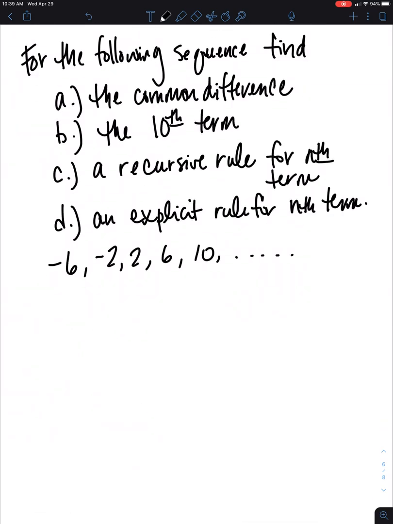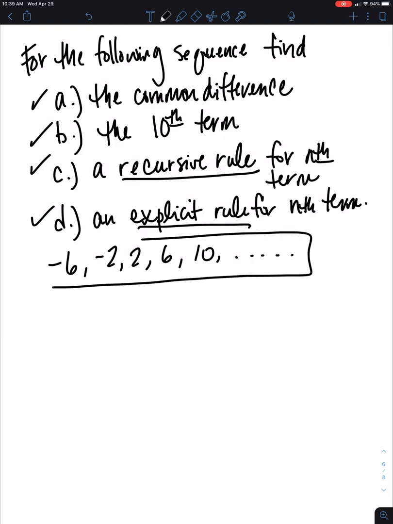All right, so for the following sequence, find the common difference, the 10th term, a recursive rule, that's where we're going to use the equation, and an explicit rule for the nth term. Okay, so here's my sequence right here, in case it's hidden. Okay, we need to find the common difference.